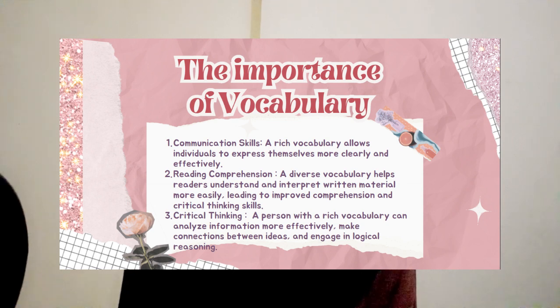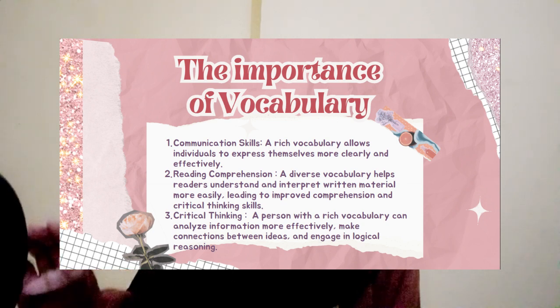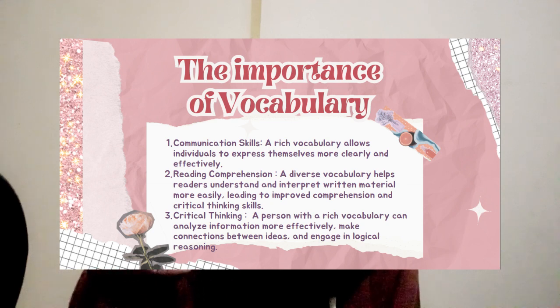The second one, reading comprehension. A diverse vocabulary helps readers understand and interpret written materials more easily, leading to improved comprehension and critical thinking skills. So when you read a book or a novel, you read the English words or sentences, and if you already master your vocabulary or you're rich in vocabulary, you know what these words or sentences mean, so you can understand what the paragraph or what the books are talking about.